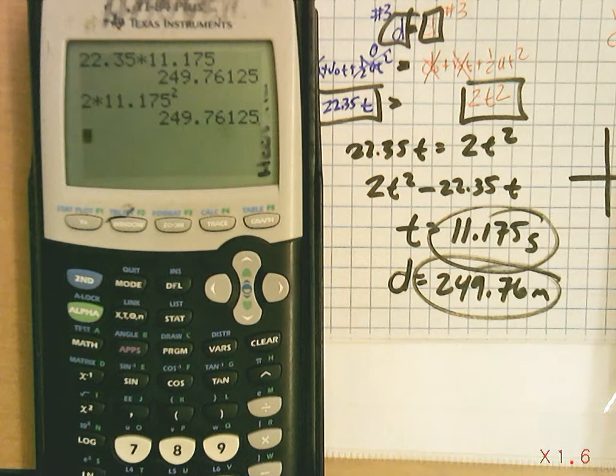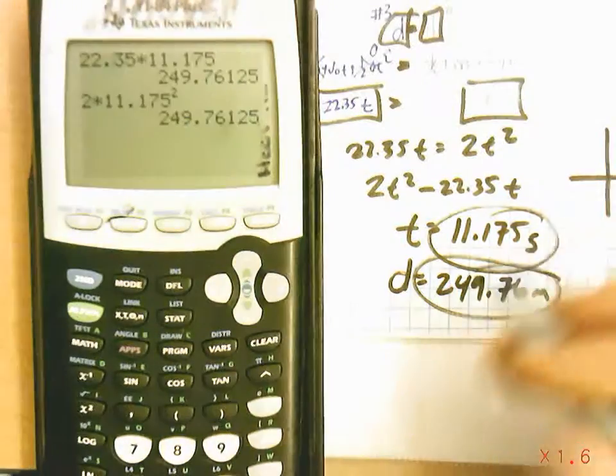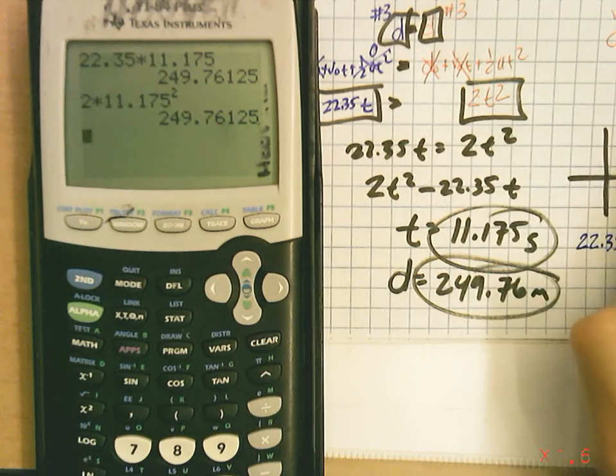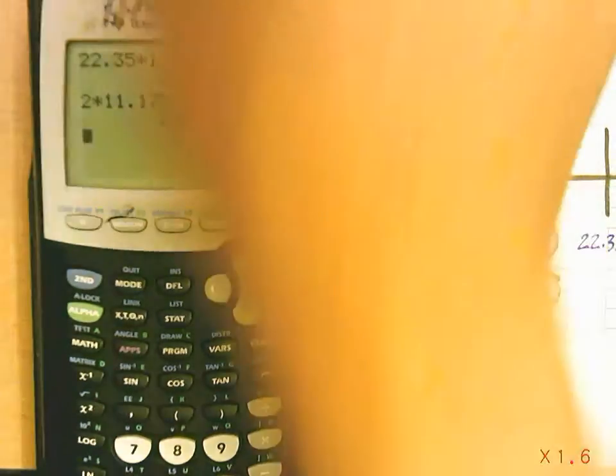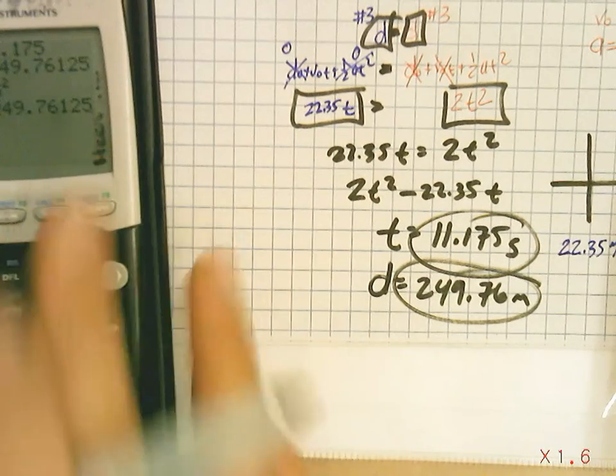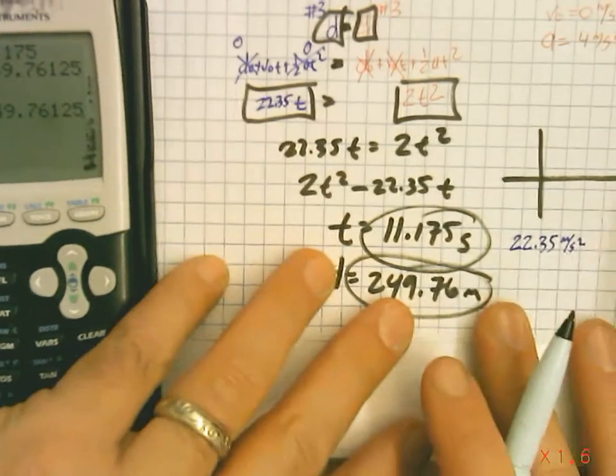It also said what are the speeds when they have the same distance. Well, one of those two things is easy. That's the blue. Of course, that's going to be 22.35. That's non-negotiable.